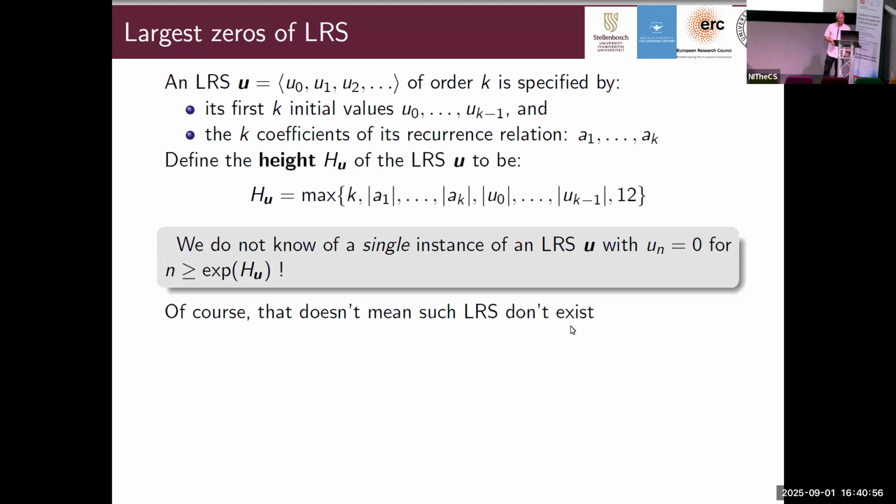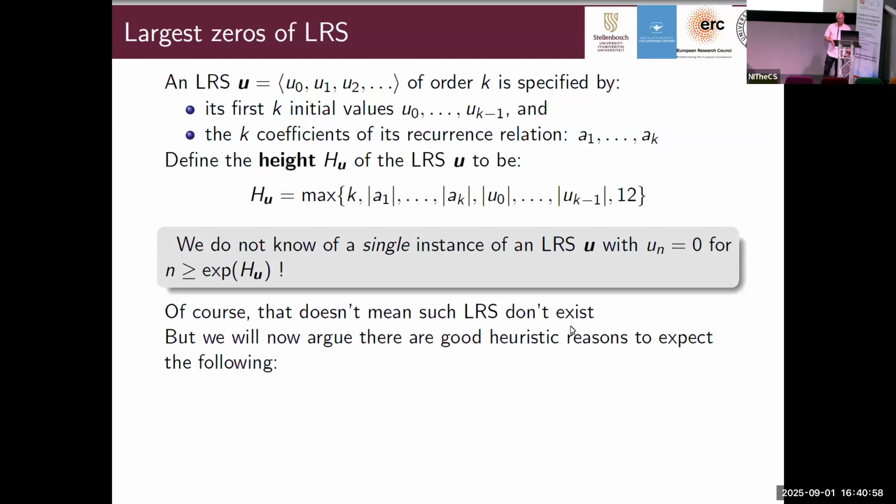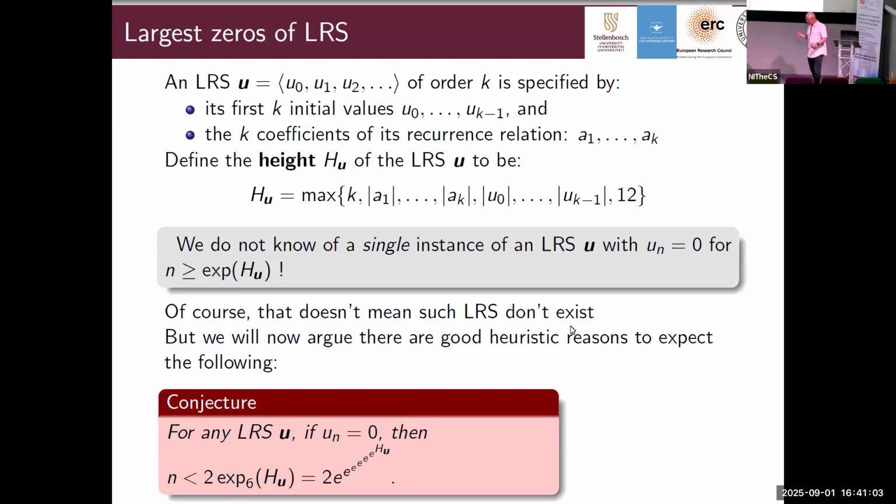Of course, that doesn't mean that such linear recurrent sequences don't exist. But here is our theorem, our conjecture. The conjecture is that if u_n is equal to 0, then n is smaller than twice the sixfold exponential of h(u). And this is very good for writing a paper like that, because once you write it, somebody is going to quote it and say, I reduced the exponential 6 to exponential 5 of h(u) cubed or something like that.